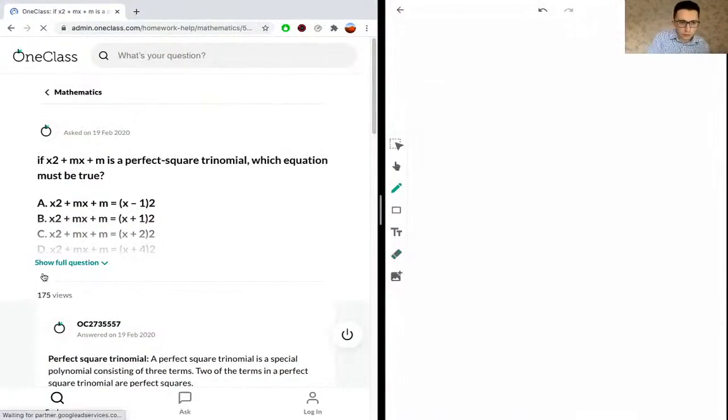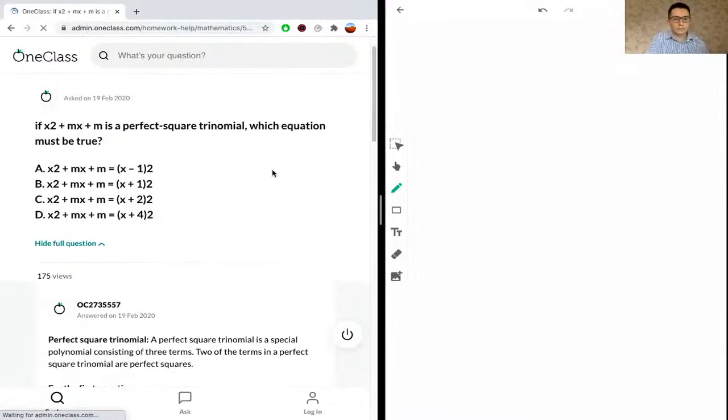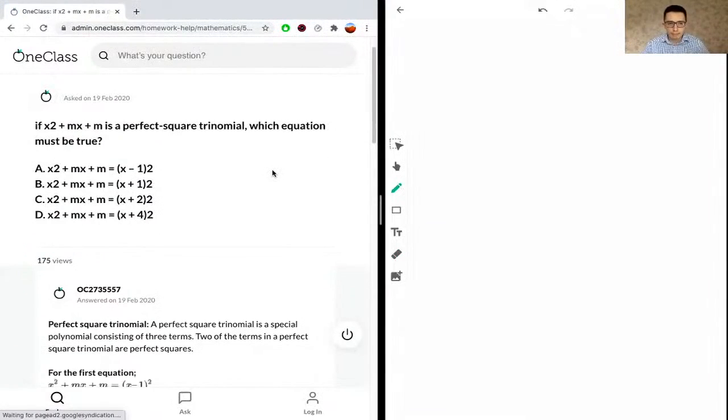Okay, so we're looking at the next question. If x squared plus mx plus m is a perfect square trinomial, which equation must be true? It's giving us 4 options, and we're looking at a perfect square trinomial. Some background on what a perfect square trinomial is, so we can just take some examples here.